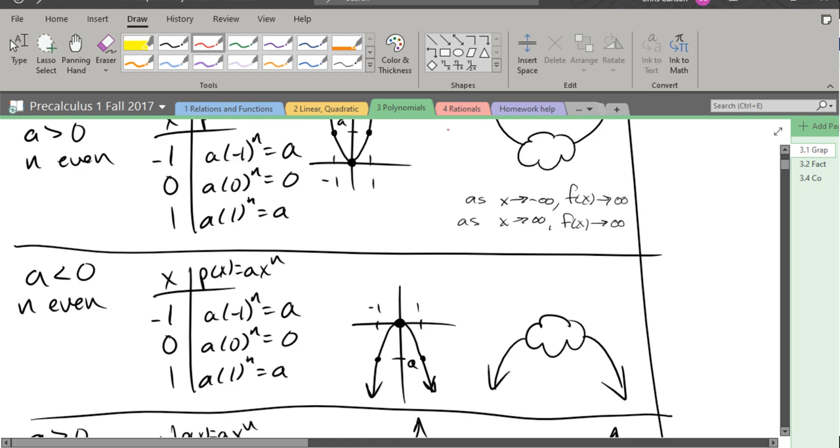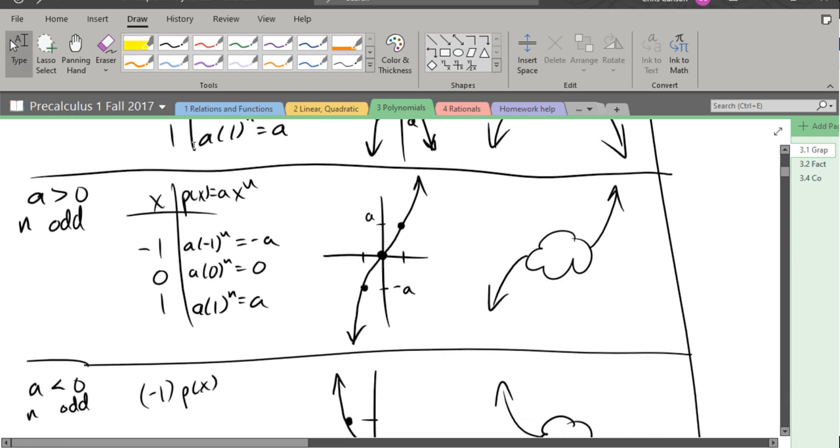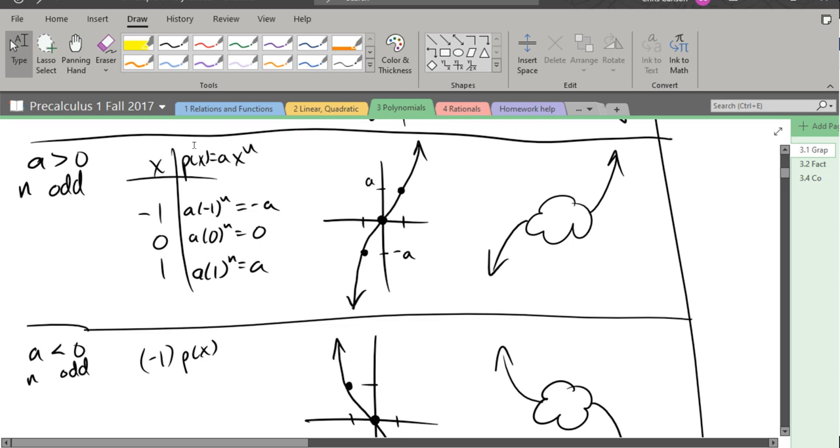All right, so that takes care of the even case. Now we're going to look at the odd case. So the difference here is n is odd. So when you plug in negative 1 to an odd power, you get negative 1 out. So your output's going to be negative a. Plug in positive 1 here, your output is regular a, and the end behavior is up on the right, down on the left. If you just cover up the middle, what you get is this shape right here, up on the right, down on the left.